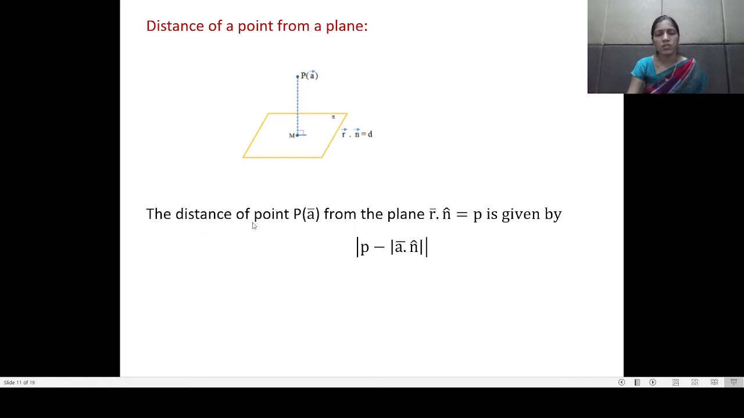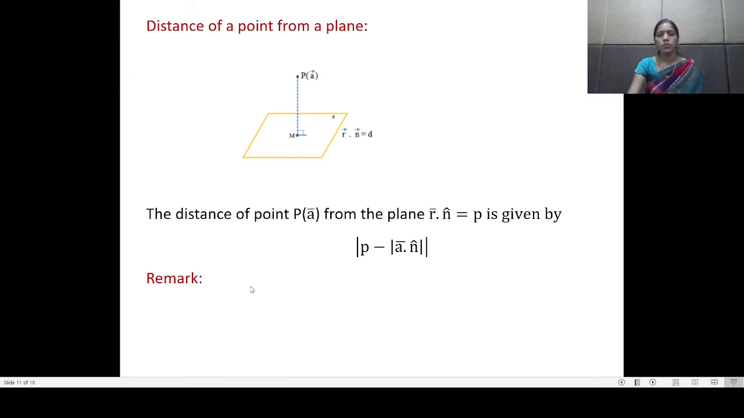So the distance of point P having position vector a bar from the plane r bar dot n cap equal to p, where p is the normal form of the equation of a plane, is given by magnitude of p minus a bar dot n cap. For finding the length PM, use this formula.